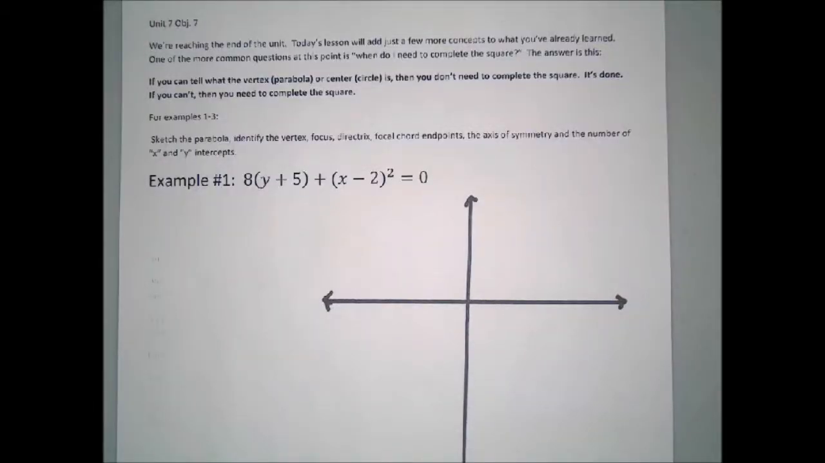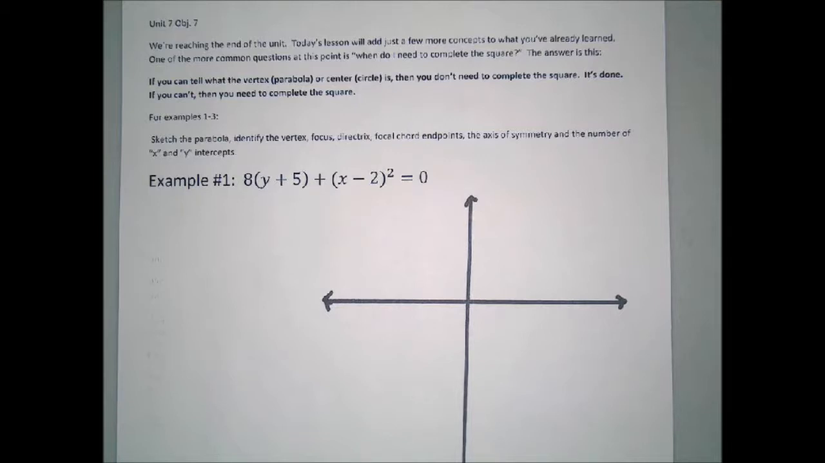This is Unit 7, Objective 7. We're at the end of the unit, and maybe you've noticed throughout this unit that sometimes we write the parabola in a certain way, but then other times the parabola, the equation, is presented in another way. Unit 7 is all about maybe having to go from one form to the other, which is going to involve completing the square.